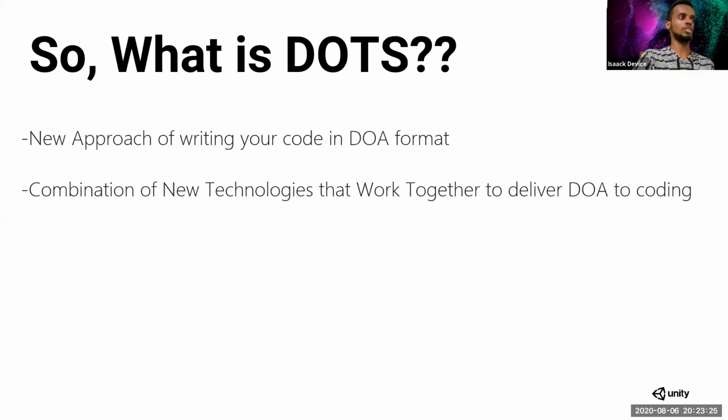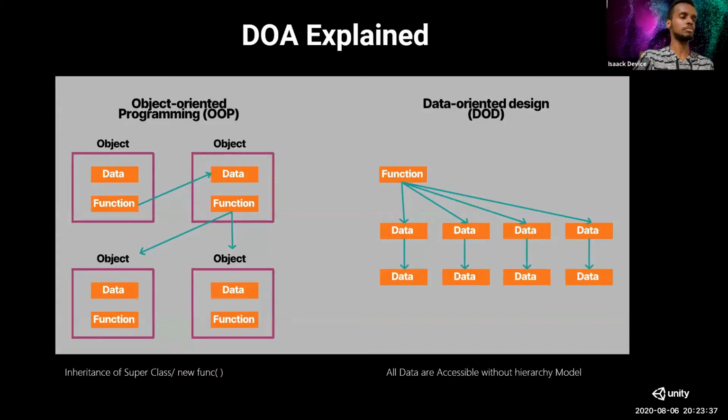So what is DOTS actually? It's a new approach of writing your code in data-oriented formats. It's a combination of new technologies that work together to deliver the data-oriented approach. So what really is a data-oriented approach? Suppose we have two scenarios: object-oriented programming, which we usually use, and data-oriented design. In object-oriented programming, we usually have collections of objects, and these objects have data and functions.